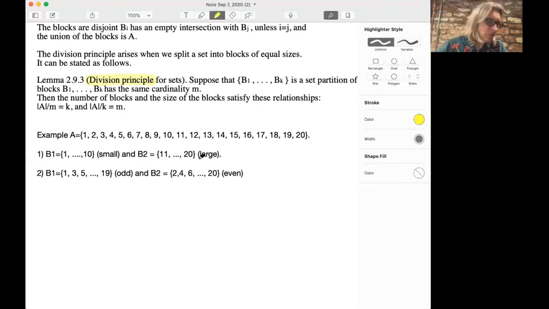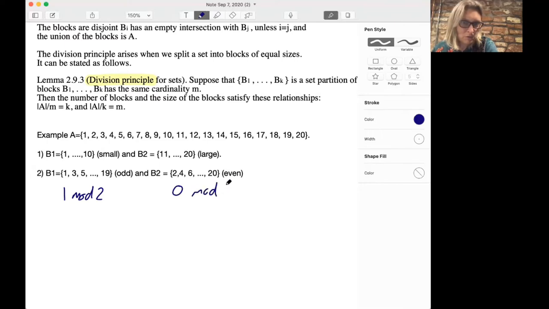So that's a nice example, but it turns out to not be that interesting mathematically. A better example is to think about dividing these numbers up into the odd ones and the even ones. In this case, there are two blocks, and so each block has size 10. And what we're going to do right now is generalize that notion in terms of congruence. We're going to call these 1 mod 2, and we're going to call these 0 mod 2. The odds are 1 mod 2 and the evens are 0 mod 2.